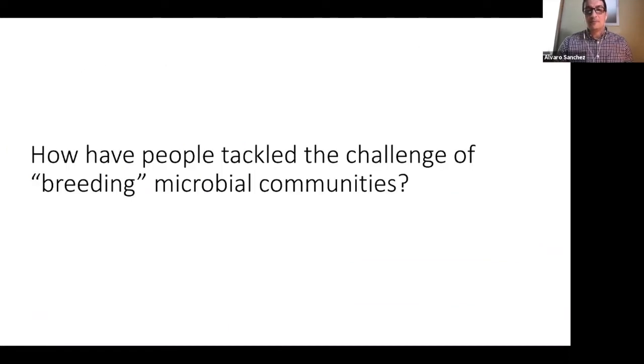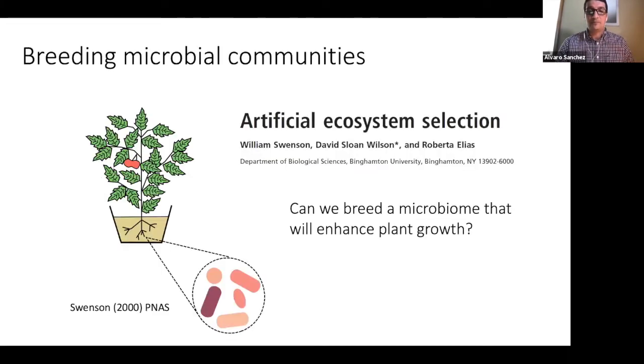So as long as you can do this, right, you should be able to apply artificial selection to anything, to communities, to organisms, below the organismal level, and so on, right? There is nothing preventing you from doing it, at least in theory. So the question is, how have people tackled this challenge of breeding microbial communities?